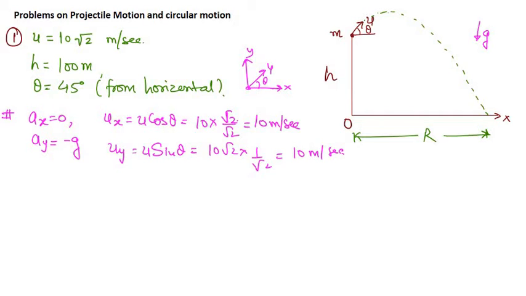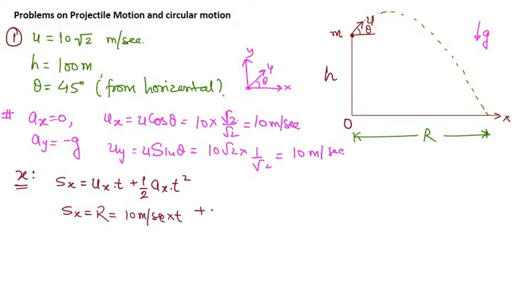Now if you write the x equation of motion, Sx is equal to ux into t plus half of ax into t square. So your Sx, which is the range, is equal to ux, 10 meter per second, into time, plus 0. So your range is equal to 10 into t. Whatever the total time of flight from point a to b is, that is the t you have to use.